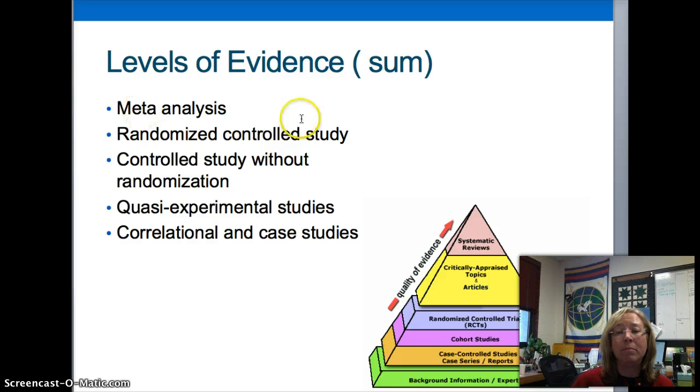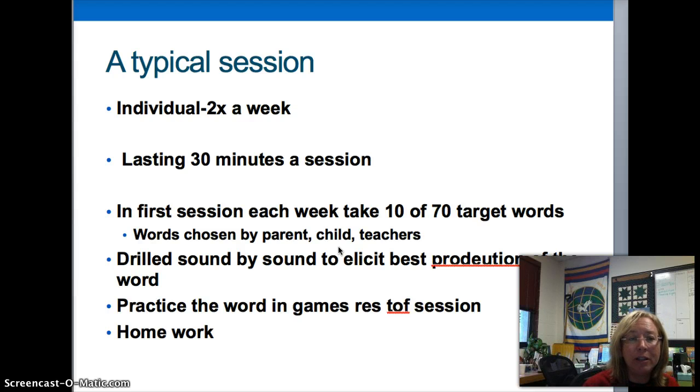If you remember our levels of evidence, the quality of the evidence gets better when you have systematic reviews. There are meta-analyses of using this method that prove it's a good method. We have randomized controlled trials all the way to the bottom level of correlational and case studies. A typical session is going to last 2 times a week, 30 minutes a session. You're going to take 10 words of your 70 words, and you're going to drill those sounds to elicit the best production of the word. And you're going to give them that practice homework, and I'm going to run out of time.